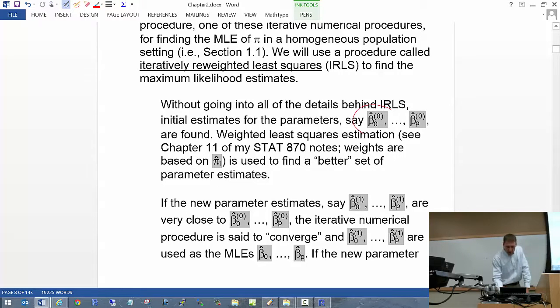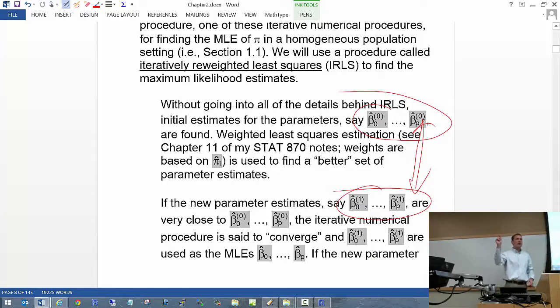So what happens is this. Suppose you come up with some initial estimates for what your beta hats should be. Maybe you just did simple normal linear regression. Okay? Somehow you come up with some initial estimates. And then what this iteratively reweighted least squares thing does, this numerical iterative method, it tries to find better estimates. So let's say it finds some better estimates. Let's call it beta hat 0 with a superscript 1 to indicate this is now the first iteration, all the way down to beta hat p with a superscript 1. And then it compares these two.